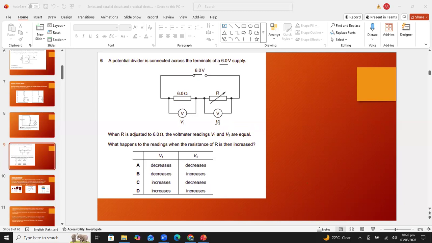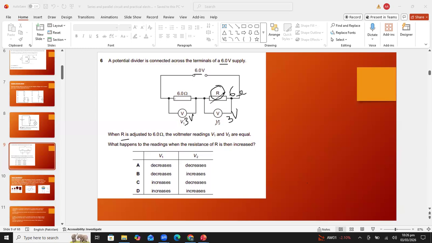Now they are saying when R, what is R? R is this variable resistor. When R is adjusted to 6 ohm, it means they both have the same resistance. So voltmeter readings V1 and V2 are equal, obviously, because both resistors are the same, so they will receive the same voltage. It means voltage will be equally divided across each voltmeter. So each resistor will get 3 volt.